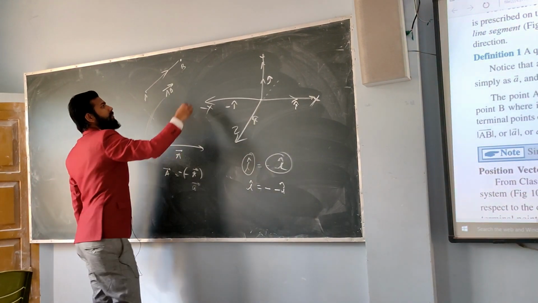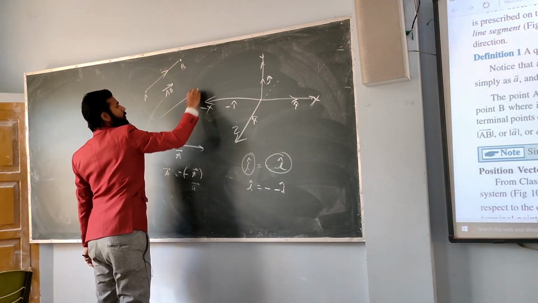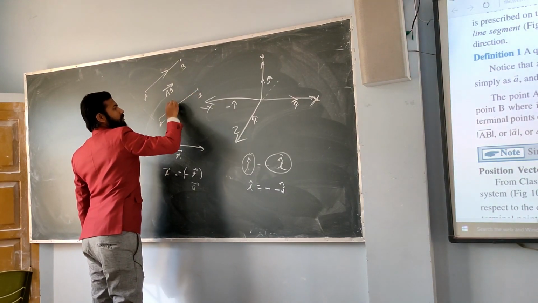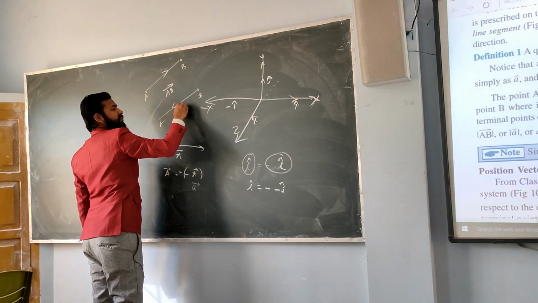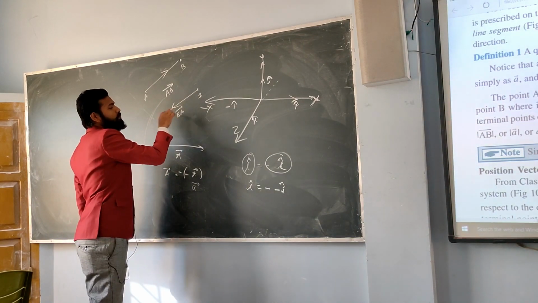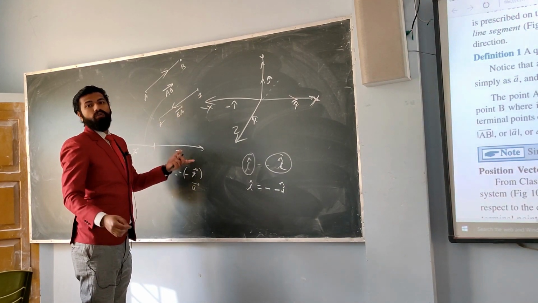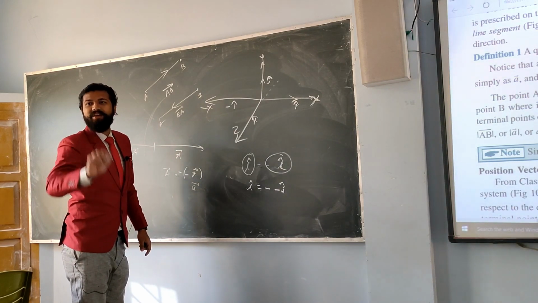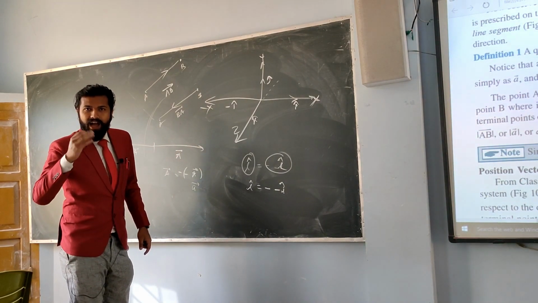How do we write it if you return from there? BA vector. You are asking a question, sir: I don't want to use B first, though I am moving from A. How to write that? Minus AB vector. Getting what I am saying?